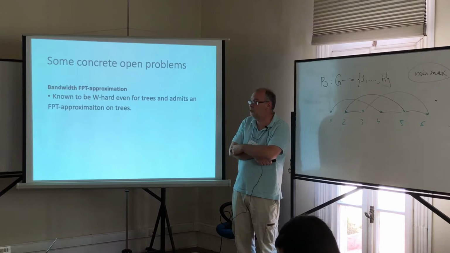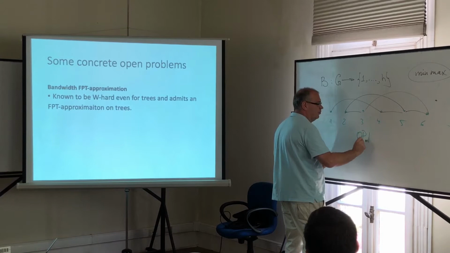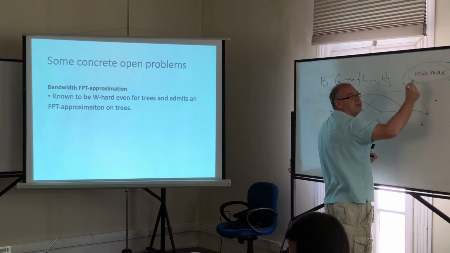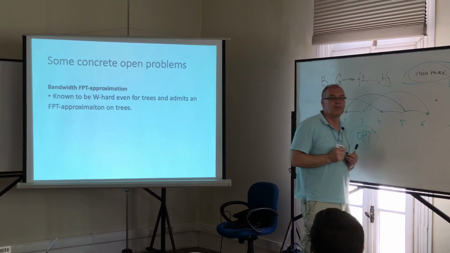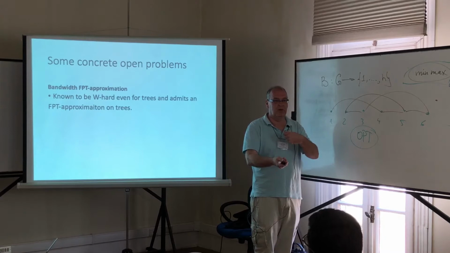So this is the min max of the labeling, |b(i) minus b(j)|, where i and j are the edges of the graph. So I take a minimum of all possible orderings, and for every ordering, I look at the maximum stretch of the edge, right?